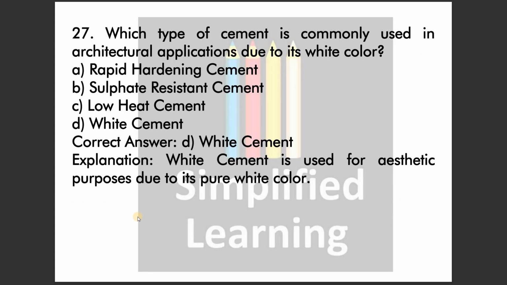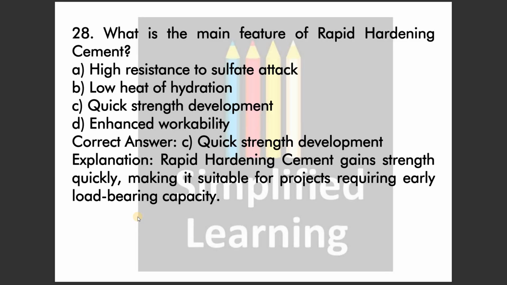Which type of cement is commonly used in architectural application due to its white color? The answer, obviously, is going to be white cement, right? It gives the aesthetics to the structure. Then what is the main feature of rapid hardening cement? It gains strength early, right? The early strength gain is the essential property that a rapid hardening cement has, and it is suitable for projects requiring early load bearing capacity.